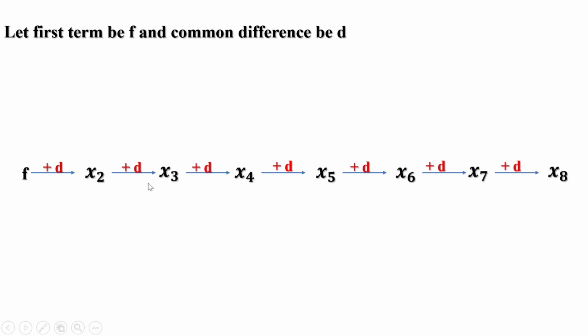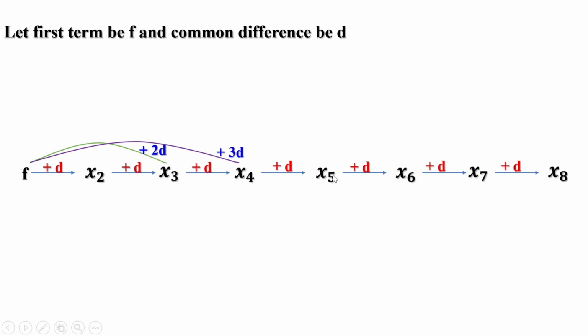Now to get third term from the first term, what shall we add? This is the first term, this is the third term, d, 2 times d, right? So we have to add 2 times d to get third term from the first term. Now to get the fourth term from the first term, what shall we add? d. We have to add 3 times d to the first term to get the fourth term.